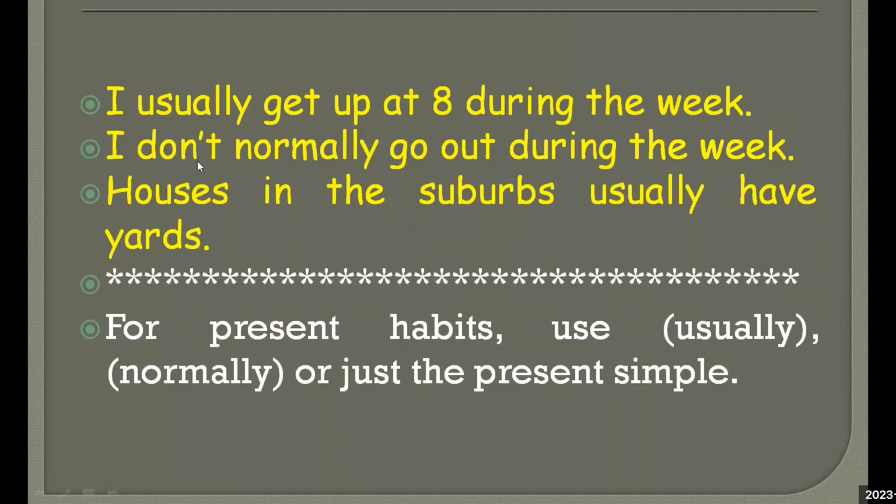Look at this example. I don't normally go out during the week. In this situation, we're also talking about a repeated activity in the present. So instead of using usually, you can use normally. I don't normally go out during the week. Houses in the suburbs usually have yards. One more time, we're using usually here. So if you would like to talk about repeated actions or repeated activities in the present time, use usually or normally, or just use the present simple, because the present simple, by definition, talks about habits in the present time.